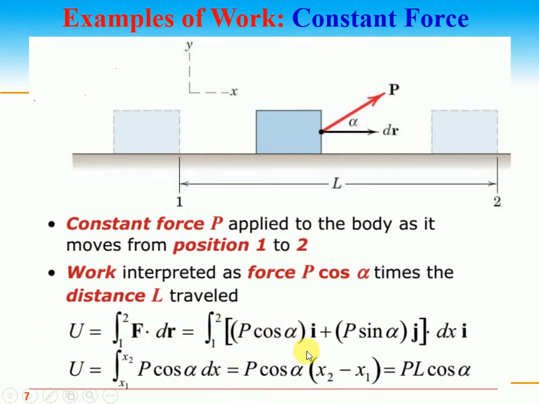If we have two components of the force, P cos alpha and P sin alpha, and the displacement is dx i in vector terms, then when I take dot products, i dot i is equal to 1 because the angle between them is 0 degrees. But for i dot j, the angle is 90 degrees, and this becomes 0. So it's P cos alpha dx. When I integrate P cos alpha times dx, x2 minus x1 is L, so it is simply force multiplied by displacement and the cosine of the angle between them. If the angle is 0, the work done is maximum. When the angle is 90 degrees, the work done is 0, because cos 90 is 0.